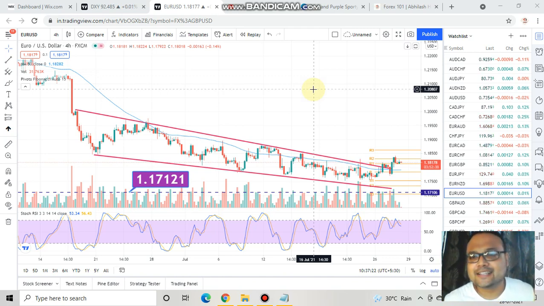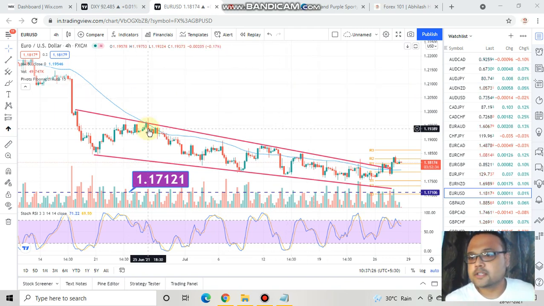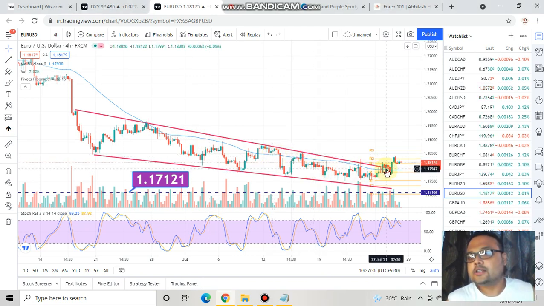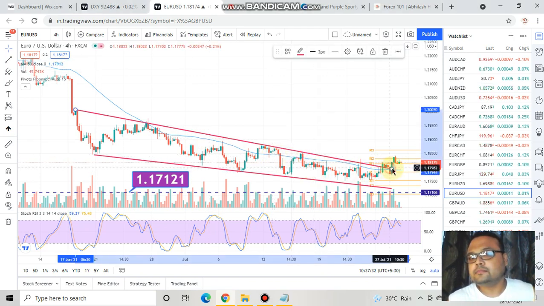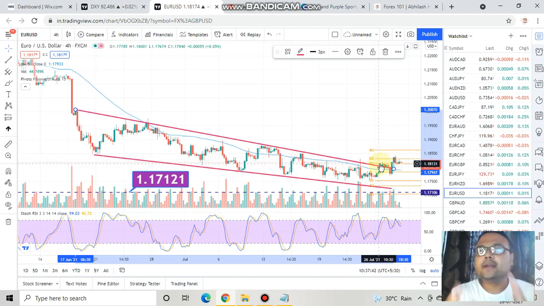So let's get started. This is the 4-hour chart of Euro USD in front of us right now. As you can see, Euro USD has crossed this resistance level and is right now trading above it, but still I will not recommend a buy level here because there are many factors that I would have to discuss first.